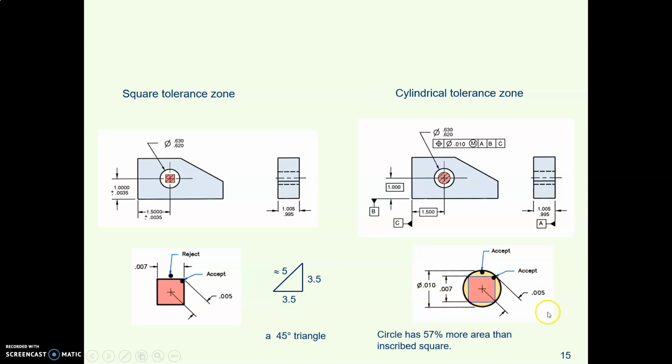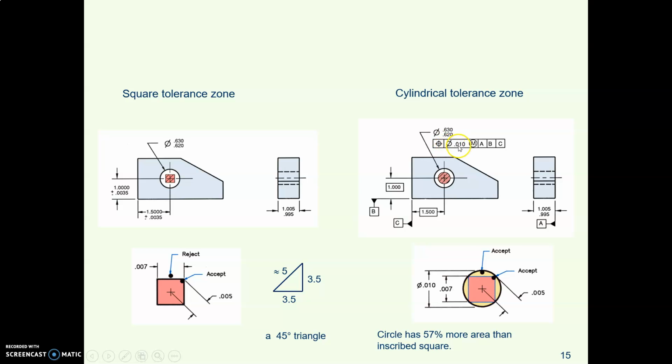So then we looked at how it makes more sense to give them a cylindrical tolerance zone. And with a cylindrical tolerance zone, you have 57% more good parts that you can accept. How do we know it's a cylindrical tolerance zone? We look at this position control here that goes with the hole diameter. There's a symbol for position control.